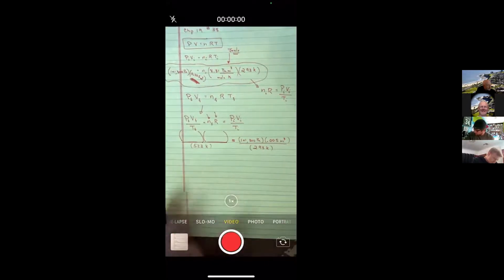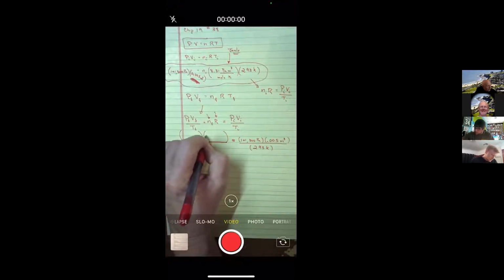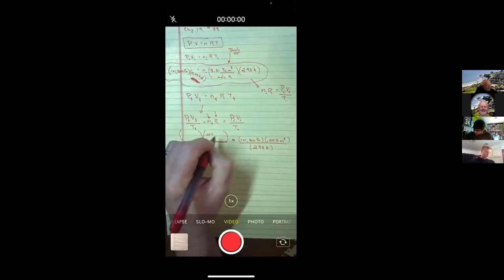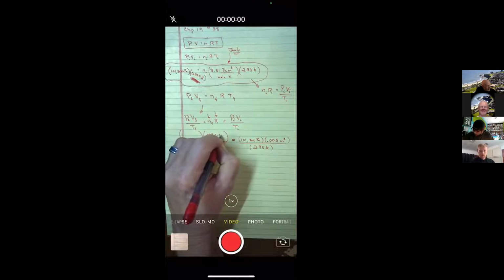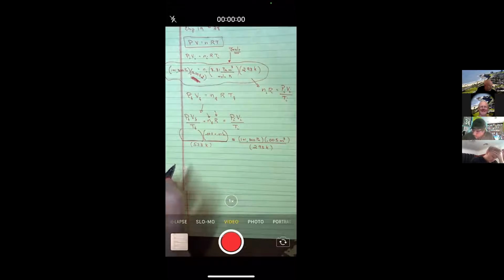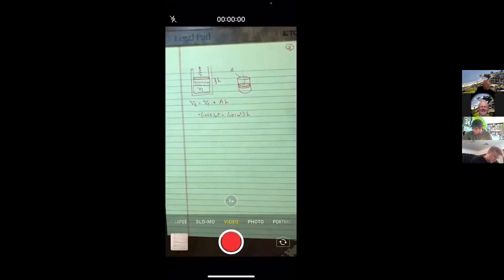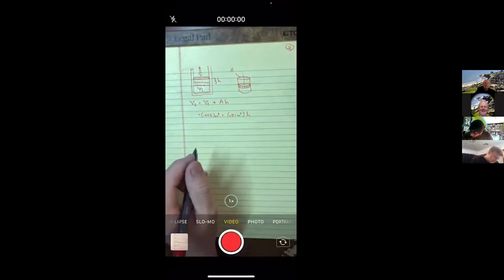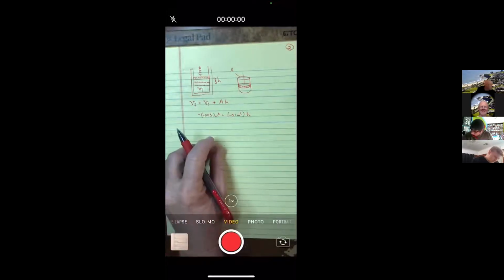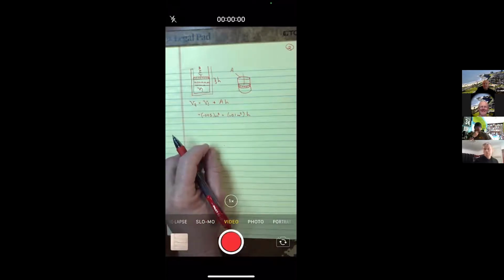Coming back to my page 1, right here under final volume, I'm going to put 0.005 plus 0.01 h. Maybe next time I write it, I'll make it bigger. But that's the new volume. Now, the other thing I have going on here is a new pressure. So let's talk about the pressure.